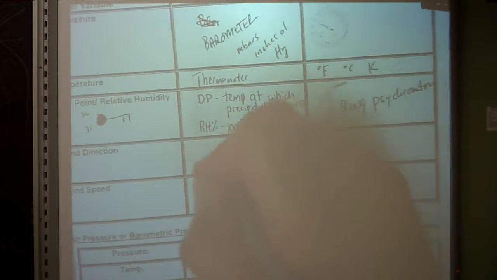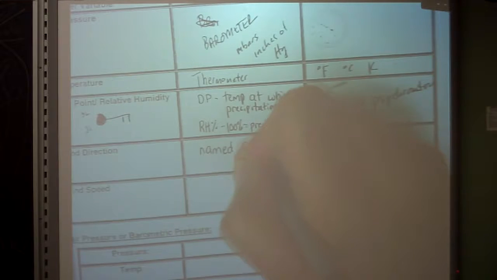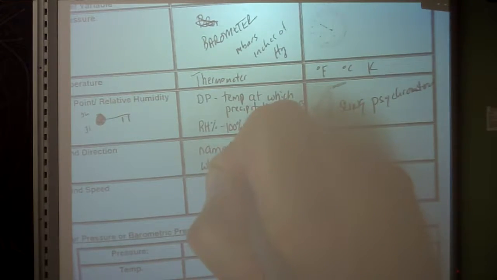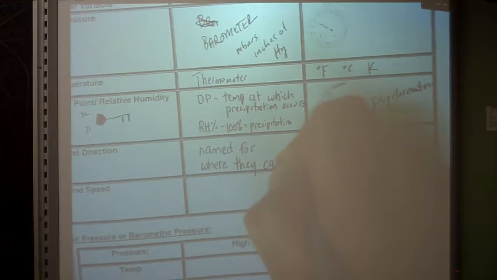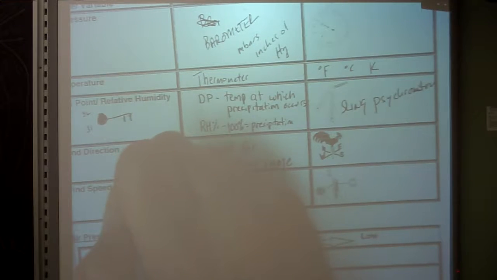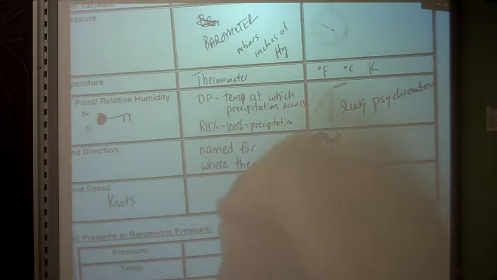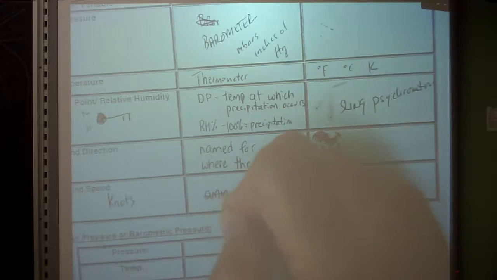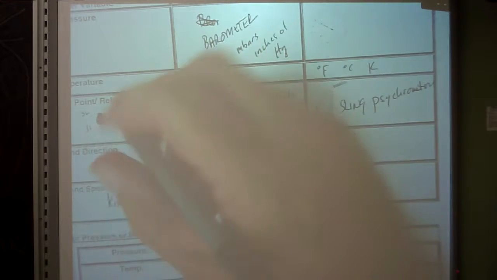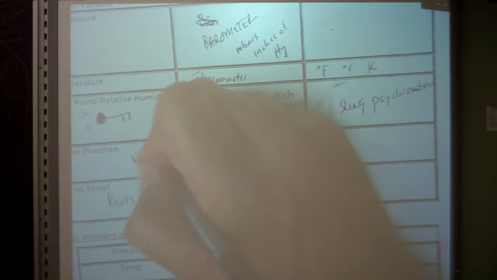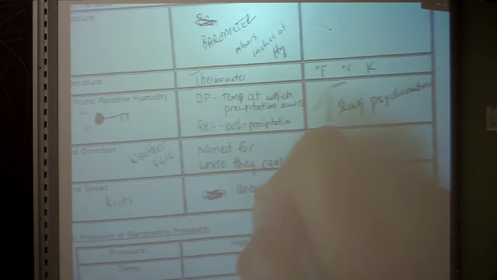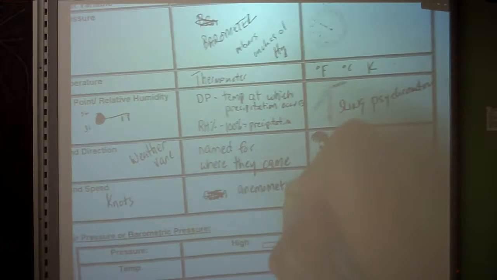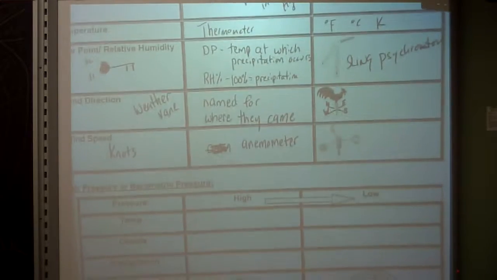Wind direction. Winds are always named from where they came, not the direction that they're blowing in. It's named for where they came. Okay? Wind speed is typically measured in knots, and what we're going to use for this is an ammeter. Oh my gosh, that's the wrong name. Let me go back up to wind direction. We use a weather vane for that, and wind speed is measured with an anemometer. An ammeter is something you use to measure current. Okay.